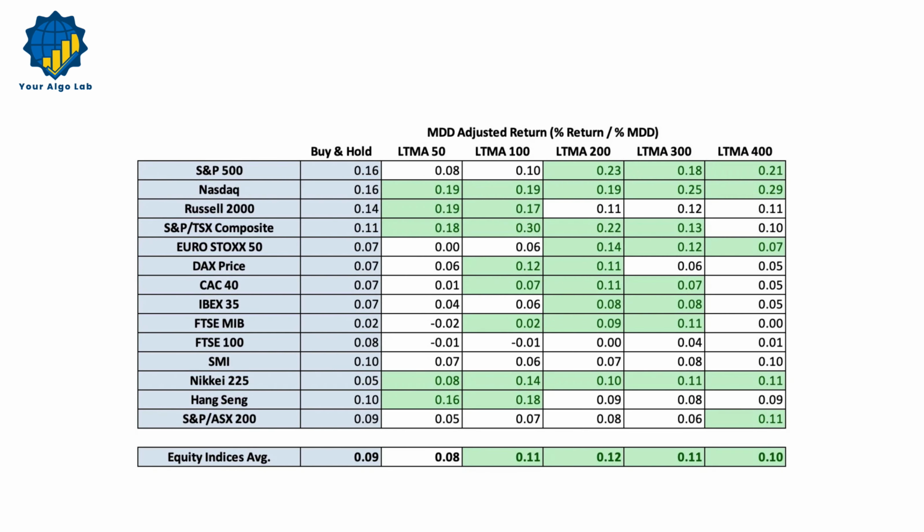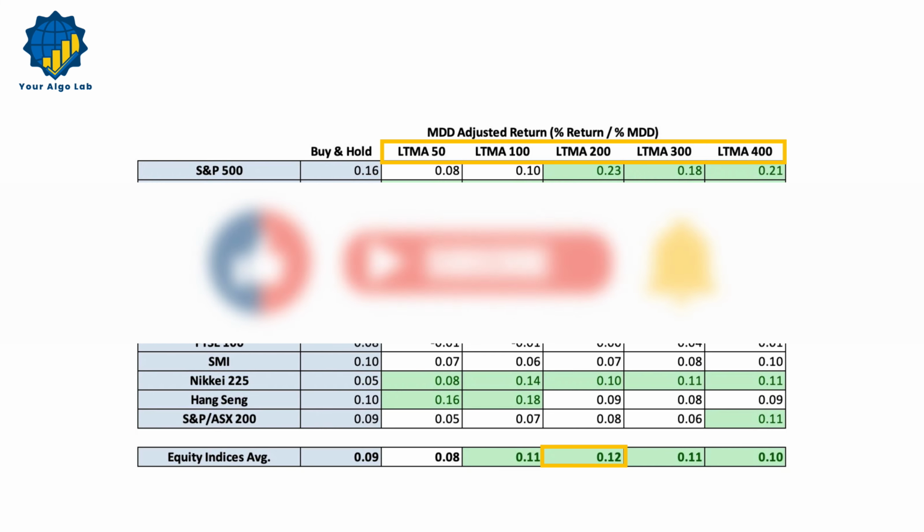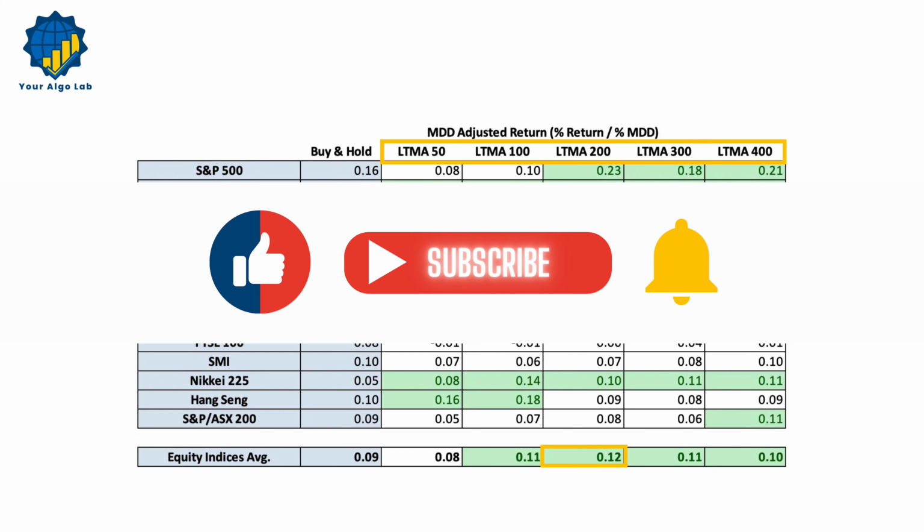To wrap it up, today we ran a grid search on our long-term moving average strategies across all global equity indices. While the strategy didn't boost absolute returns, it did improve risk-adjusted returns. Plus, we found that the 200-day moving average might be a stable parameter. But our research doesn't stop here. In the next episode, we will backtest the same strategies on other asset classes, including fixed income, commodities, currencies, and cryptos.